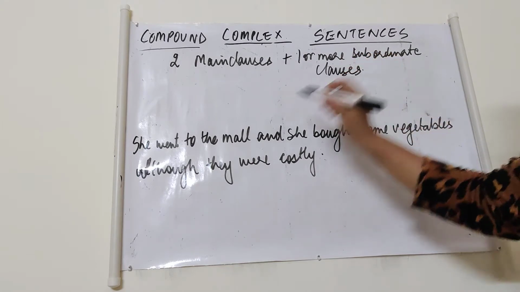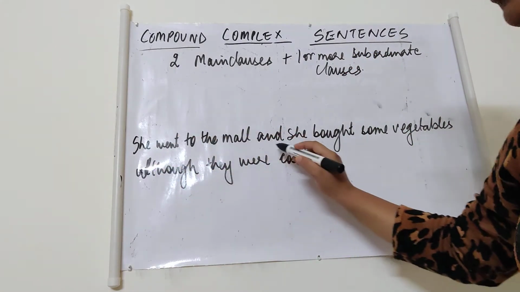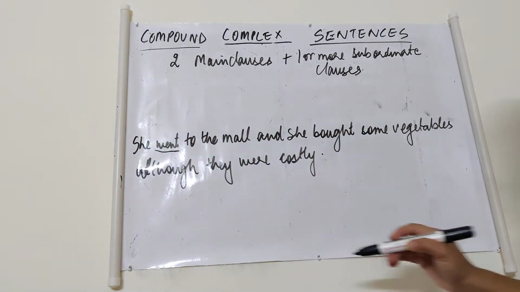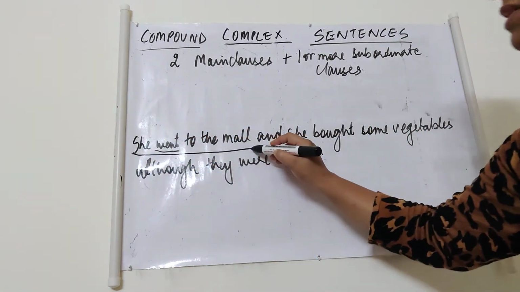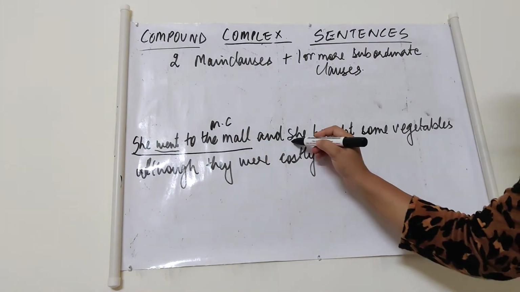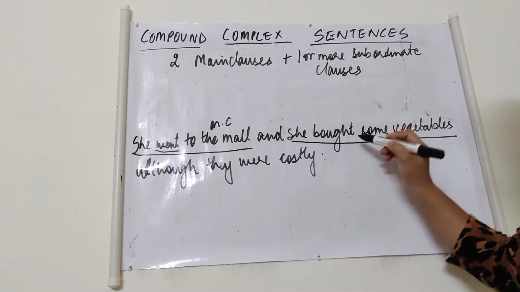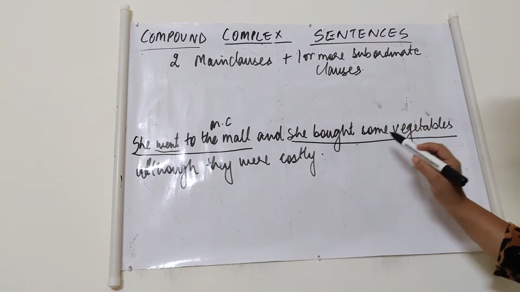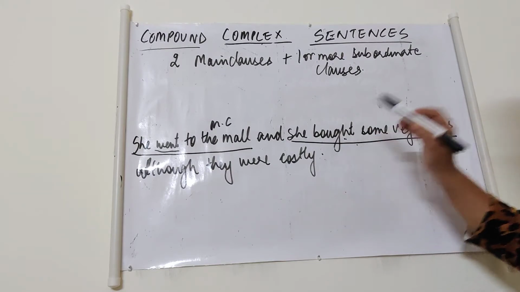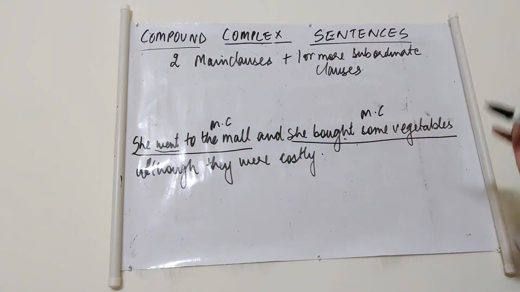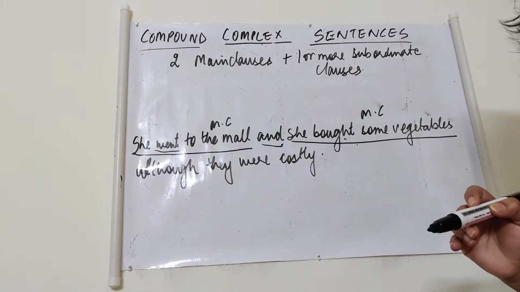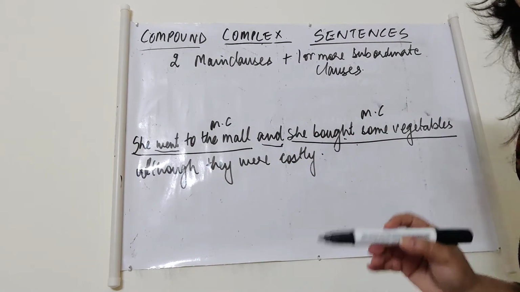For example, now if you look at this sentence, she went to the mall. All right, here went is a finite verb, and this part of the sentence is making sense. So it is the main clause. Now, if you say, and she bought some vegetables, even this part of the sentence is making sense. So, the finite verb here is bought. So, this is also a main clause. Two main clauses joined by a coordinating conjunction make a compound sentence.